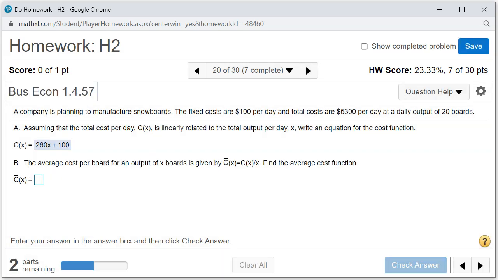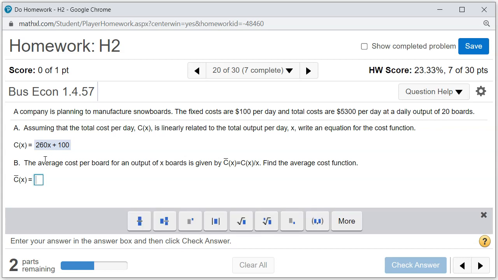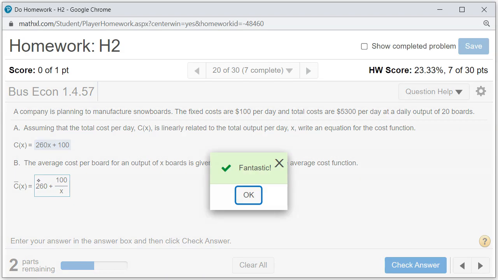Part B: the average cost per board for an output of x boards. All you have to do is divide by x. So we can just divide 260x by x, and you have 260, and then 100 divided by x. That will be the average cost. So let's check the answer. All right, we got that.